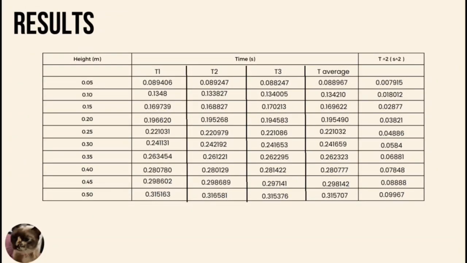This is the result that we obtained from the experiment. From the experiment, we make 10 attempts, and for each attempt we measure 3 times. And from the 3 time results, we can calculate the average. Also, the average time is squared, t².